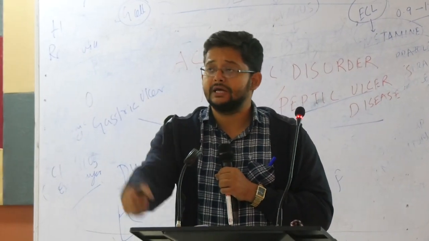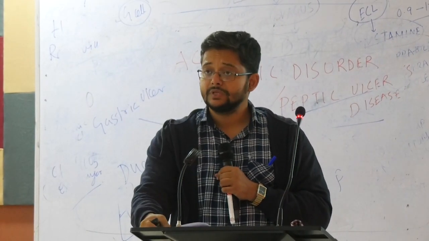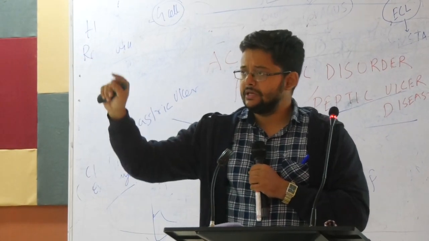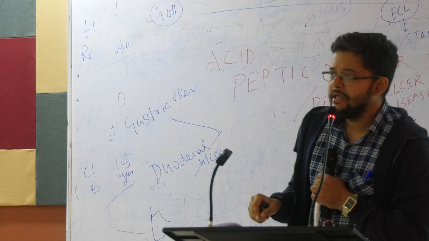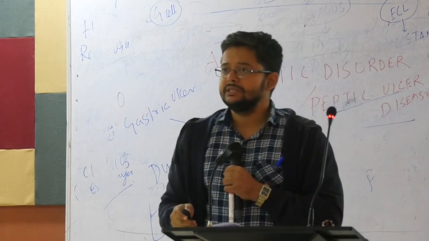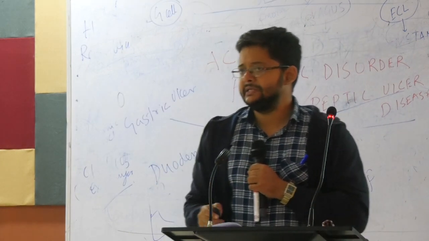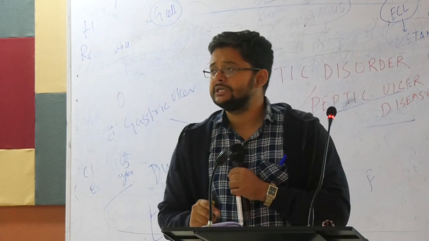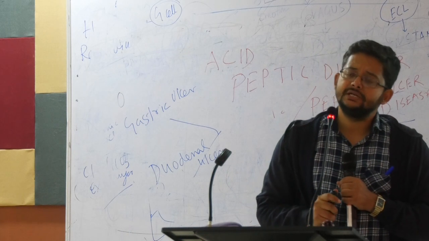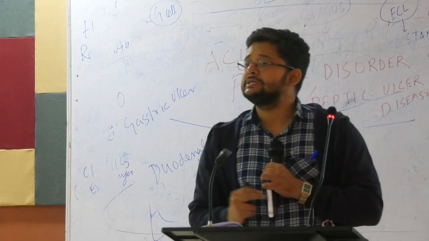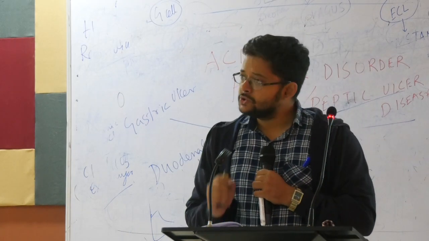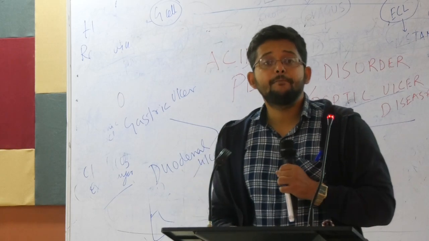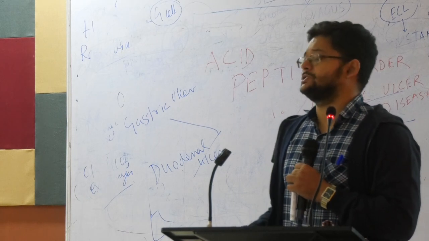What are the factors? Vagal stimulation. Quickly write, just write vagus. Then ACH, acetylcholine. Then the third factor is histamine, HIS, just remember histamine. Fourth factor is gastrin. Fifth is insulin. Sixth is protein and protein digested products.